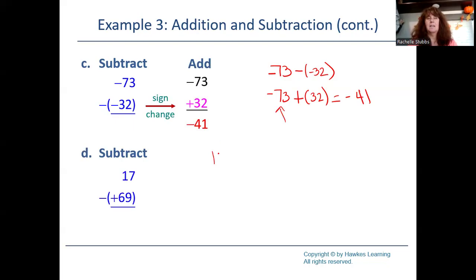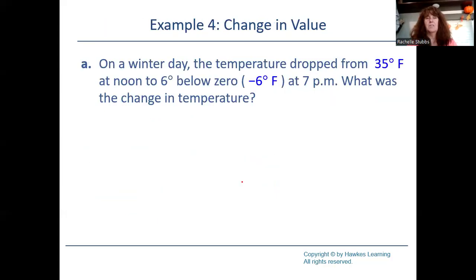And 17 minus 69, if I want to rewrite that, that could be 17 plus a negative 69. Now, of course, if you're using the calculator, it's just super easy to punch these in, isn't it? But we're just trying to understand the concepts here. And we get a negative 52. Notice that my absolute value of a negative 69 is bigger than my absolute value of 17, so I'm going to have a negative in the end.